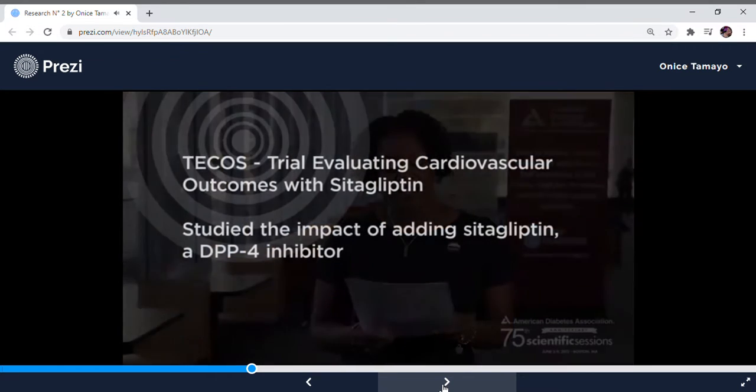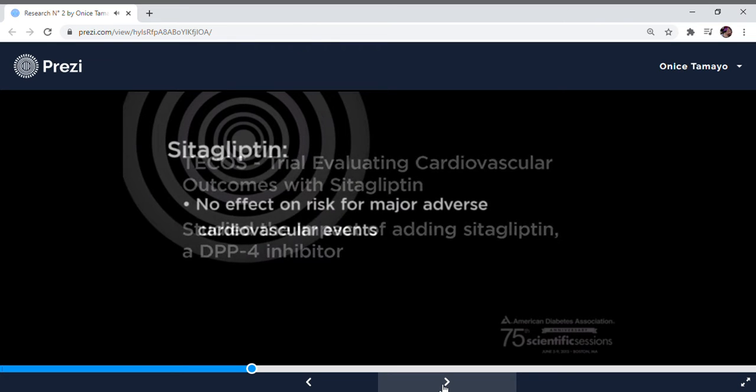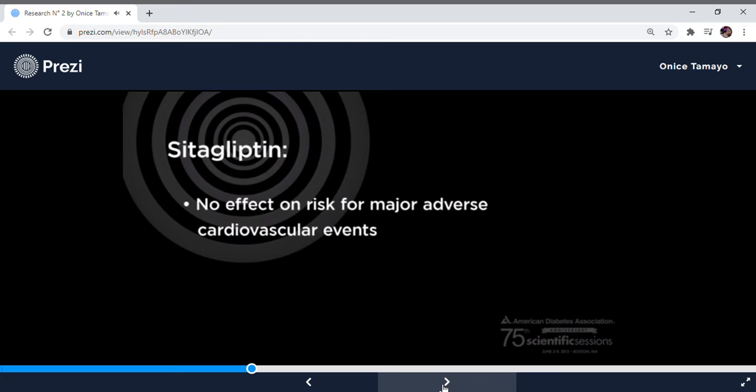Another study, TECOS, which stands for the Trial Evaluating Cardiovascular Outcomes with Sitagliptin, looked at the impact of adding sitagliptin, a DPP-4 inhibitor, to the diabetes management plan for people with type 2 diabetes and established cardiovascular disease. TECOS followed 14,671 patients for a median of 3 years and found that adding the drug did not affect the patient's risk for major adverse cardiovascular events, hospitalization for heart failure, or other adverse events compared to a placebo.